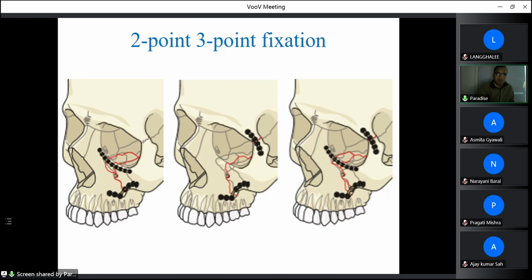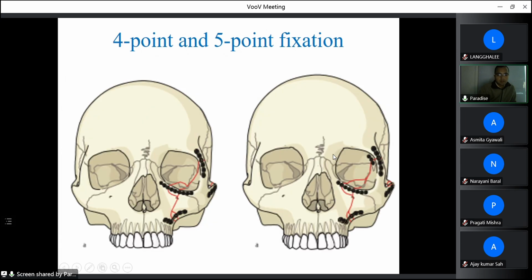That always depends on severity of injury. You have to check intraoperatively. In 3-point fixation, you have to put the plate at the zygomaticomaxillary buttress area, frontozygomatic buttress area, and infraorbital rim. It is 3-point fixation. It's easy.